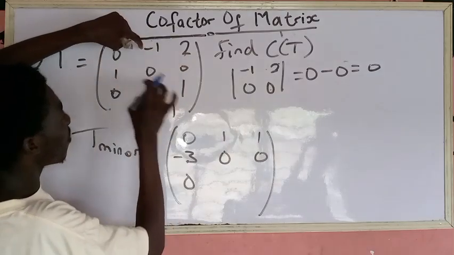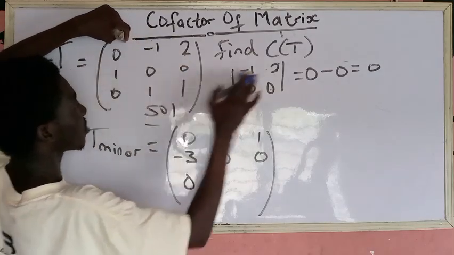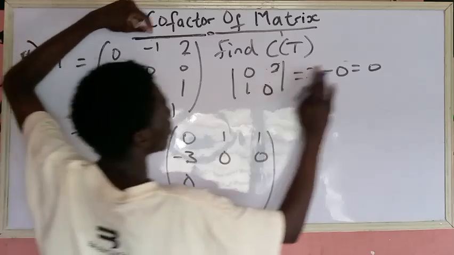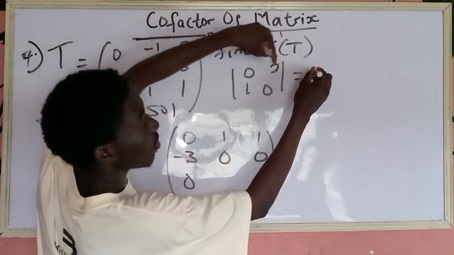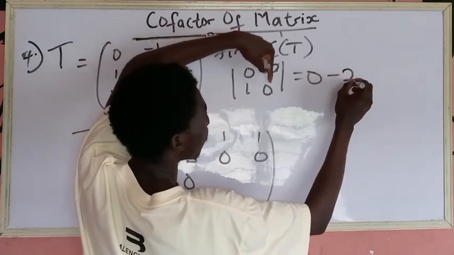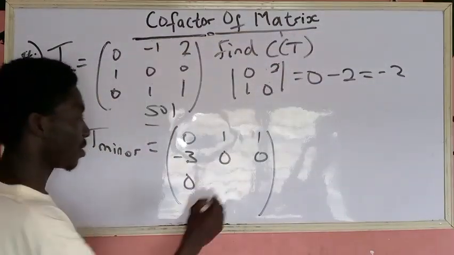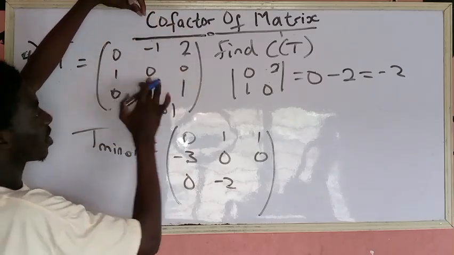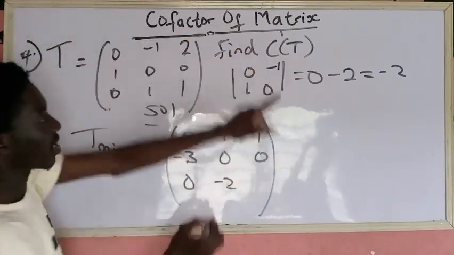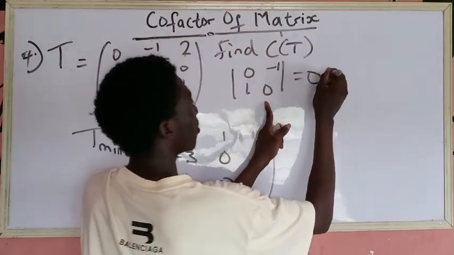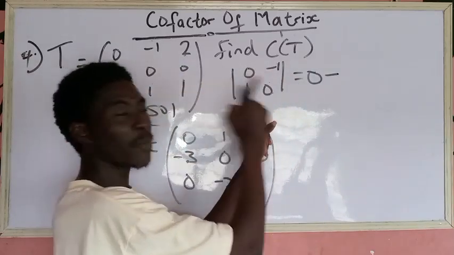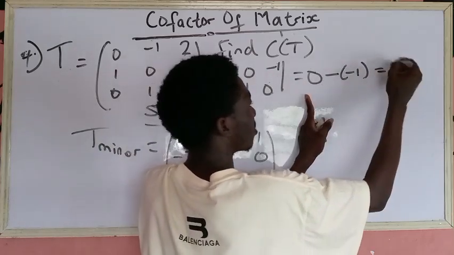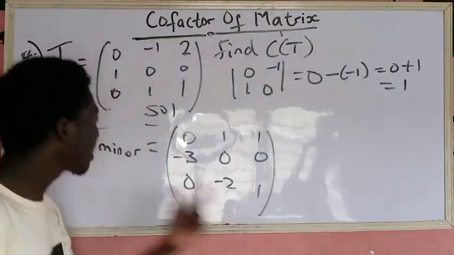Next one. 1 occupies this column and this row. So you are left with 0, 2, 1, and 0. What do we have here? 0 times 0 is 0. 2 times 1 is 2. And that is 0 minus 2, which is minus 2. Next one. 1 occupies this column and this row. So 0, minus 1, 1, and 1. You can see 0 times 0 is 0, minus 1 times 1 is minus 1. So it's 0 minus 1, that is 0 plus 1. This is 1. So that is the minor of this matrix.